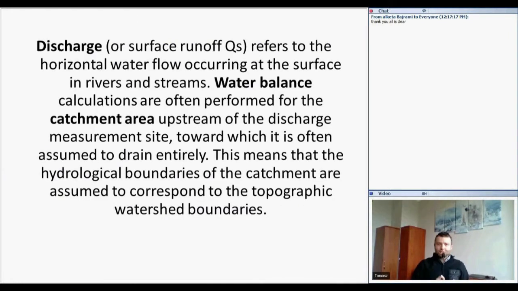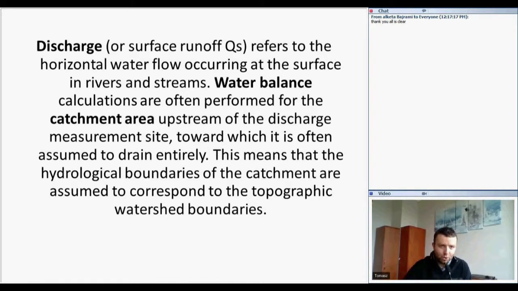And the definition of discharge, also called surface runoff, refers to the horizontal water flow that occurs at the surface in rivers and streams. Water balance calculations are often performed for the catchment area. Catchment area upstream of the discharge measurement site, toward which it is often assumed to drain entirely. So this means that the hydrological boundaries of the catchment are assumed to correspond to the topographic watershed boundaries.